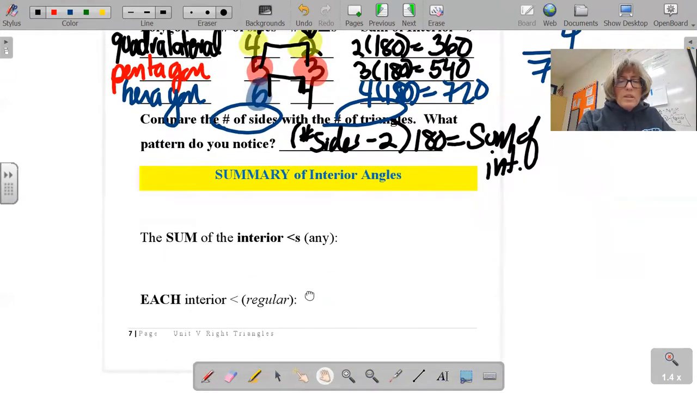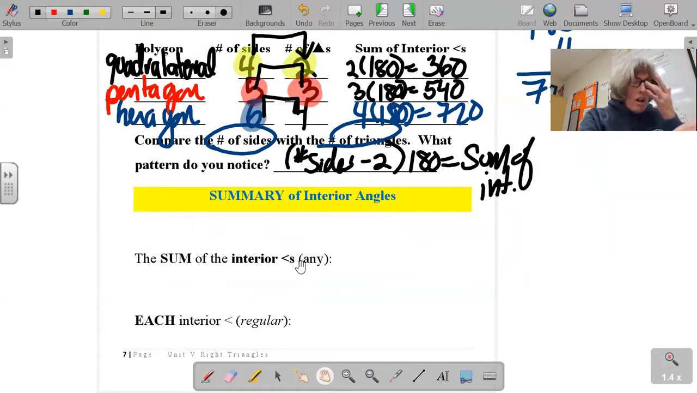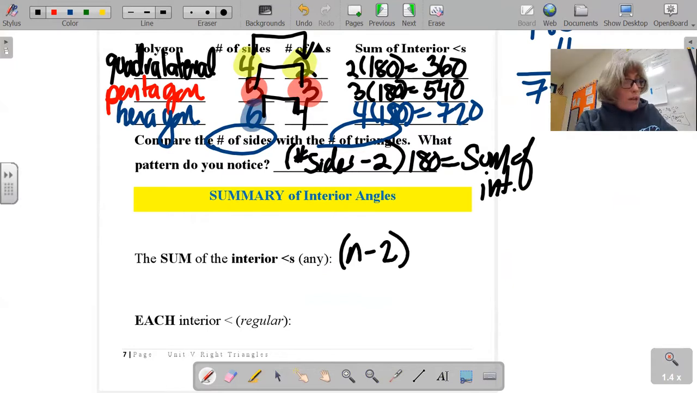So here's the basic concept for any polygon. We use the number of sides. We're going to use the word n for number of sides, minus 2, that gets the number of triangles, times 180. That gets you the sum of the interior angles of any polygon. So this is the sum.